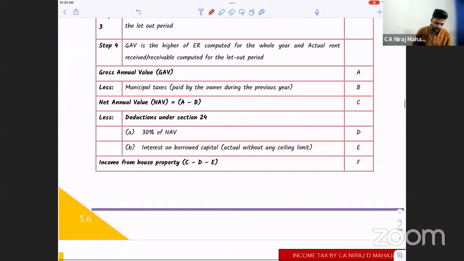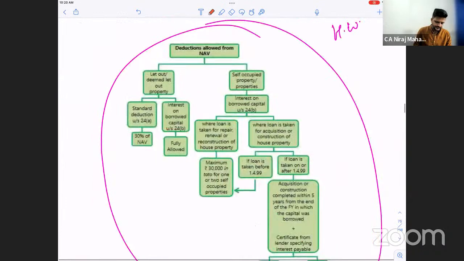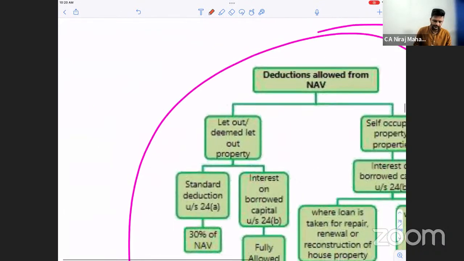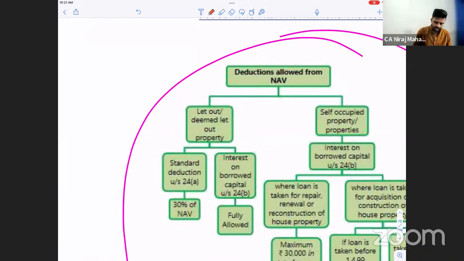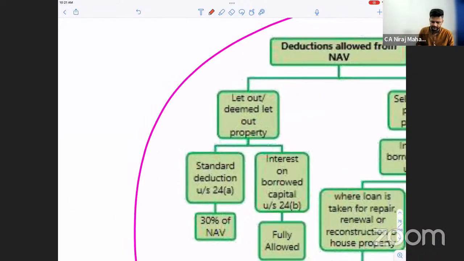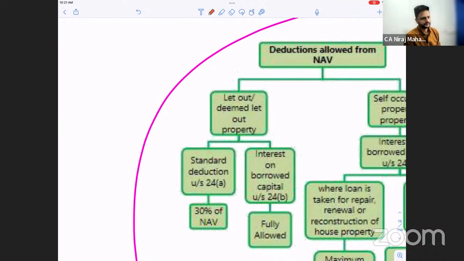That's why there is a diagram. I had told you. Isn't it? Check on page 5.10 also. Keep a scale or a pencil there also and here also. We'll be just referring to the diagram whenever required. Okay, ready? Deductions allowed from NAV. From NAV, we have 24A and 24B. Correct?